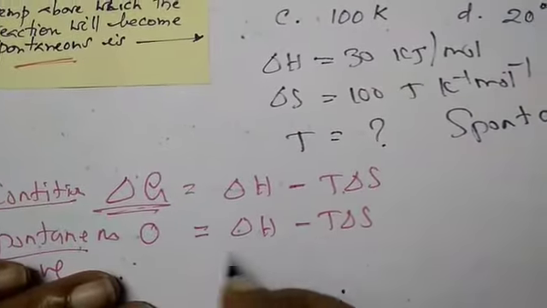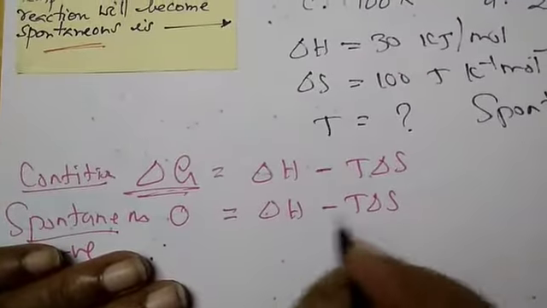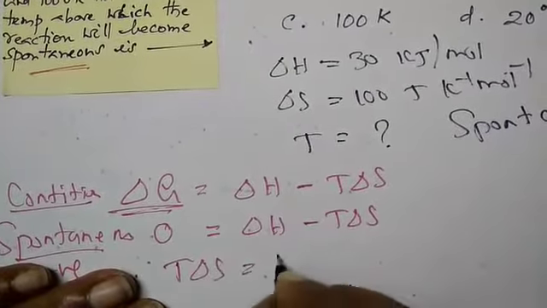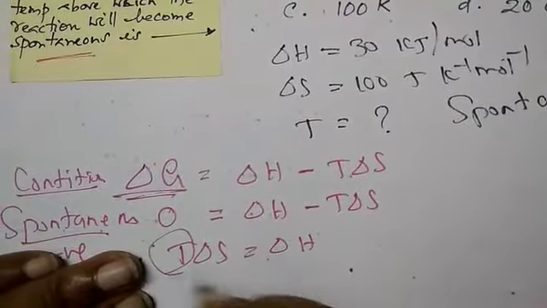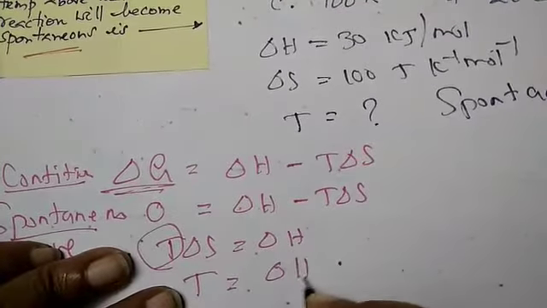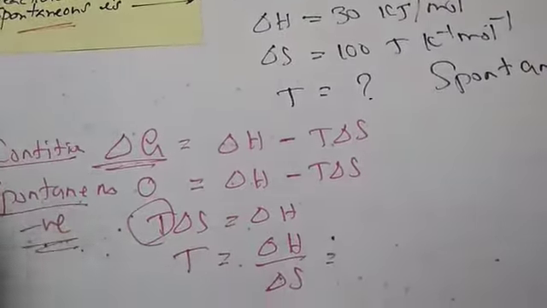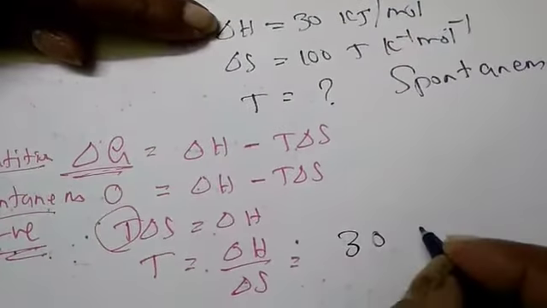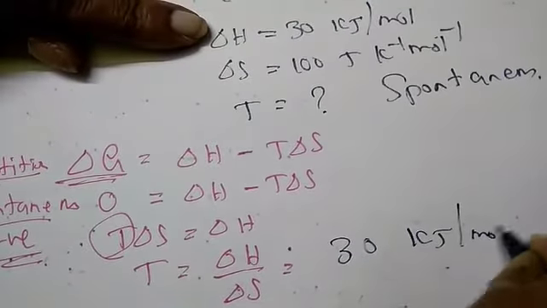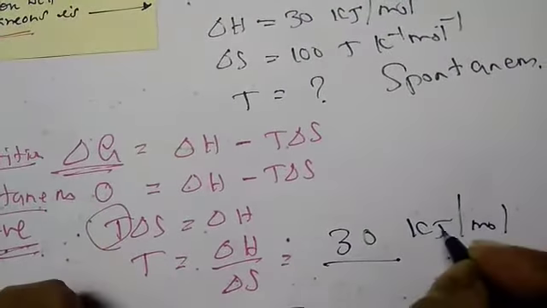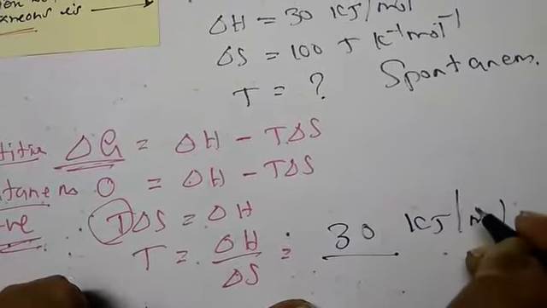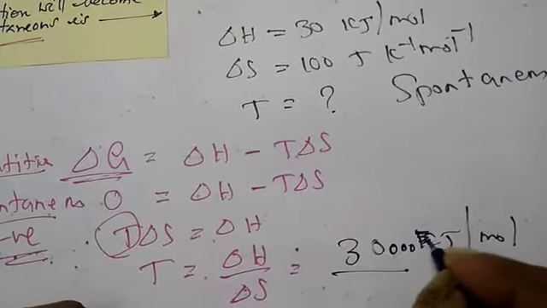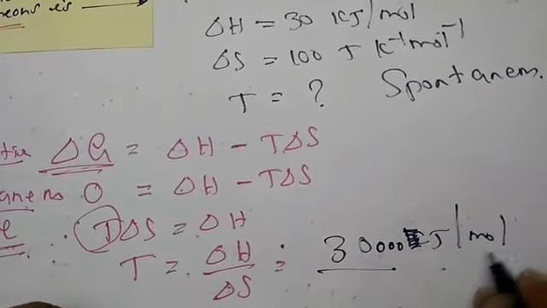Now let us see the next point, that is your delta H. You keep the minus T delta S, bring it to the other side. So T delta S is equal to delta H. They are asking the temperature. So temperature is equal to delta H divided by delta S. Now let us go for substitution. The sum has 30 kilojoule per mole, so what we should do is convert it to joule. I multiply by 1000 and it becomes 30,000 joule per mole.